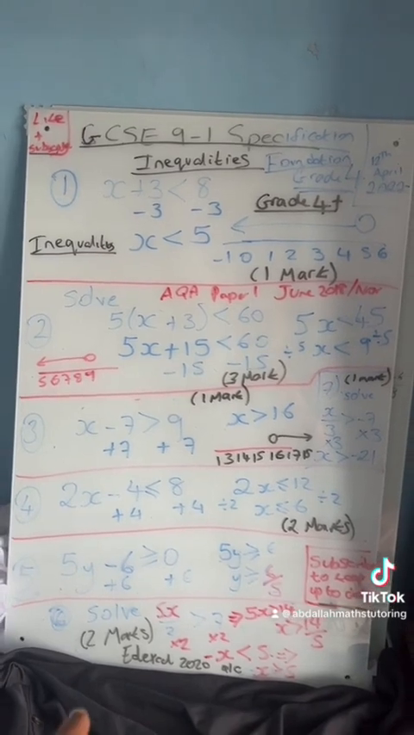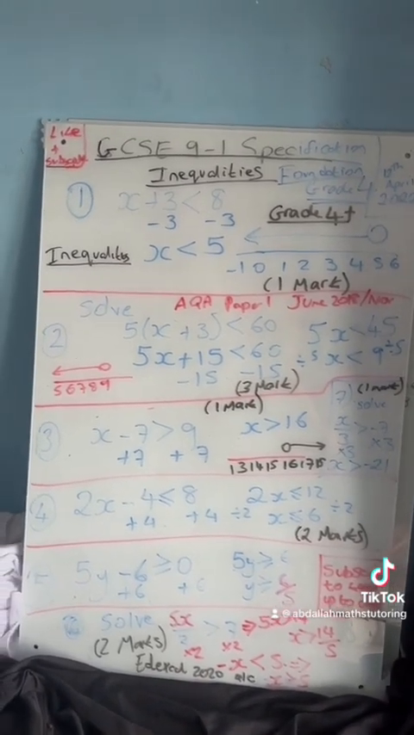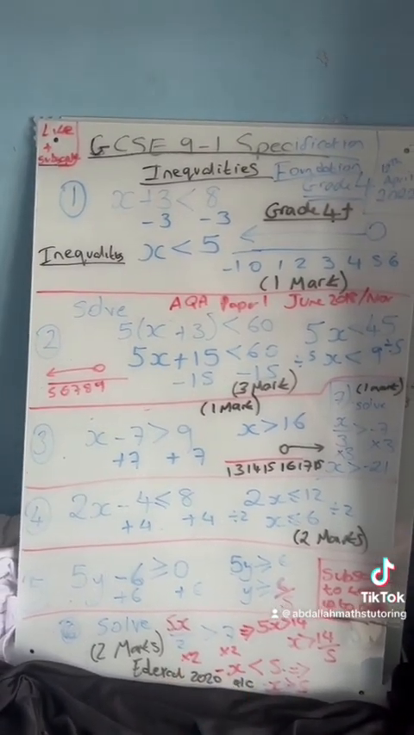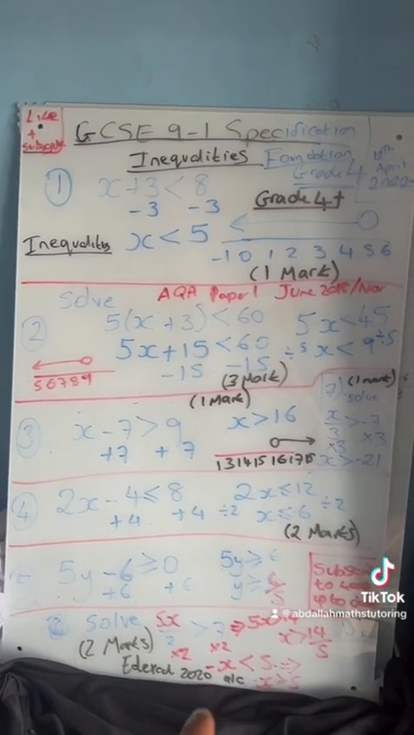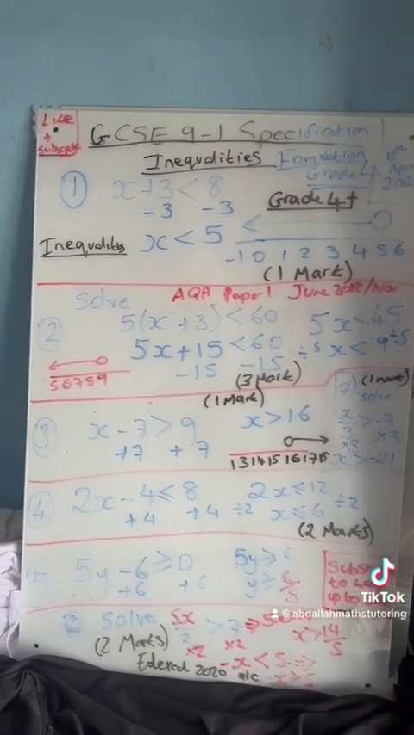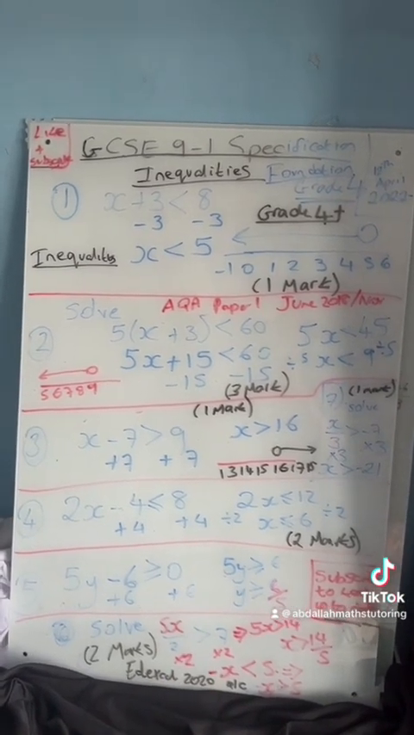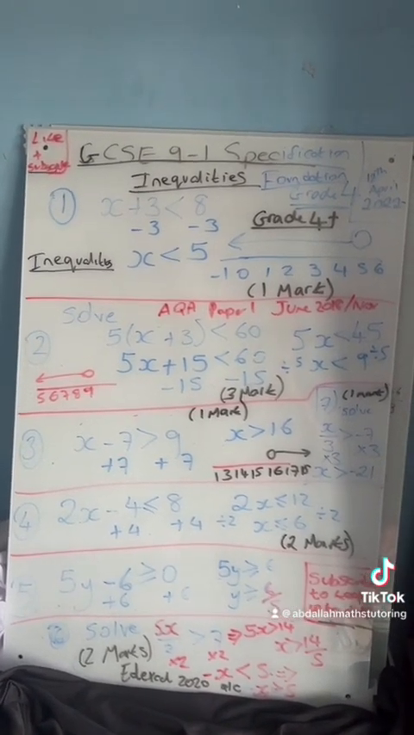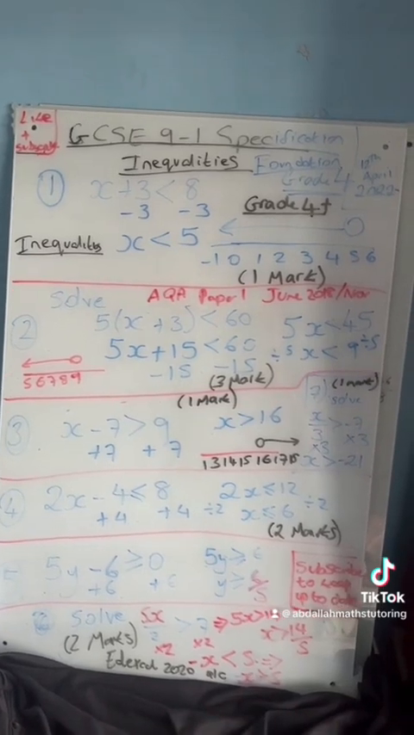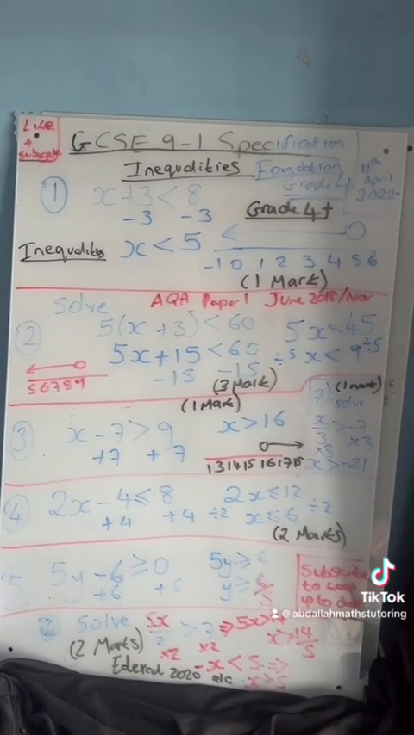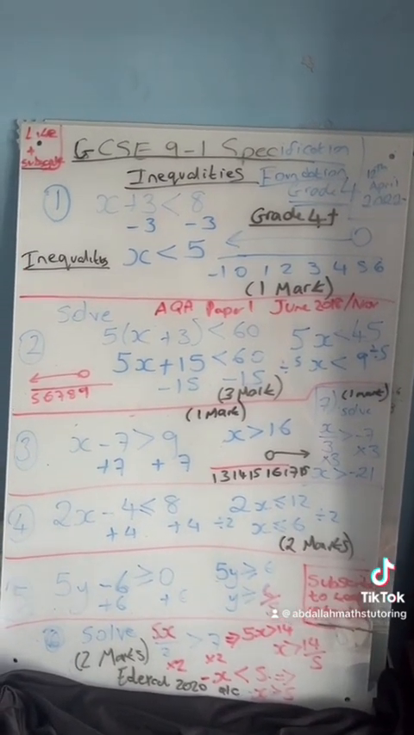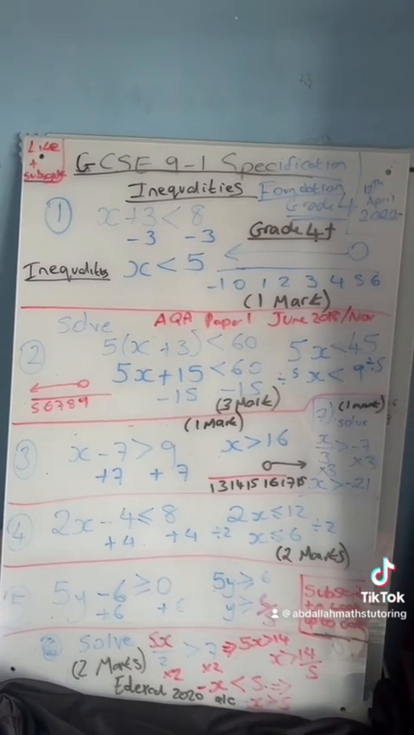Question 6, guys, solve this inequality. This one was from an Edexcel higher tier paper from the 2020 series. 5x over 2 is greater than 7. Timesing both sides by 2, I get 5x is greater than 14. Dividing both sides by 5, I get x is greater than 14 fifths, or any equivalent mixed number or decimal answer.